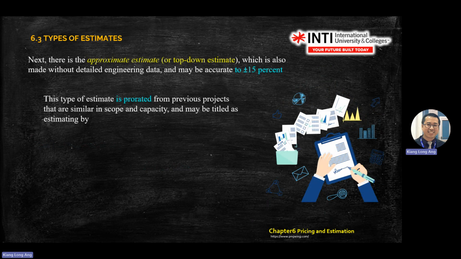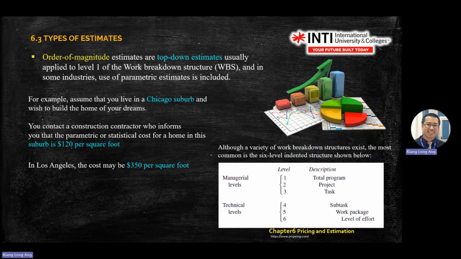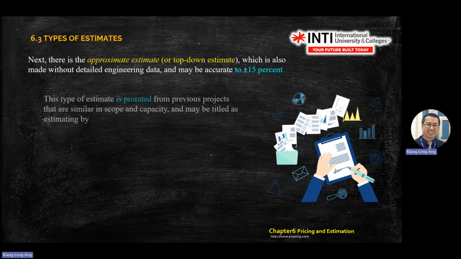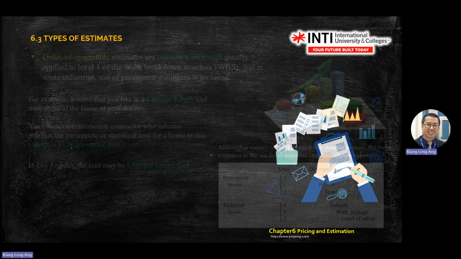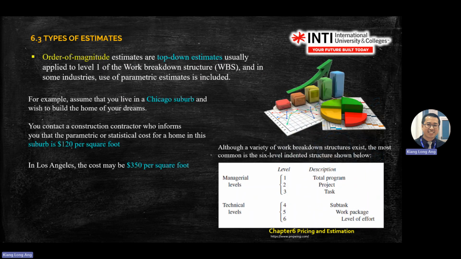So another one is approximate. Just now was order of magnitude. The next one will be approximate. Approximate changes from 35% to 15%, plus minus. Okay. Now, you view this kind of estimate based on WBS.